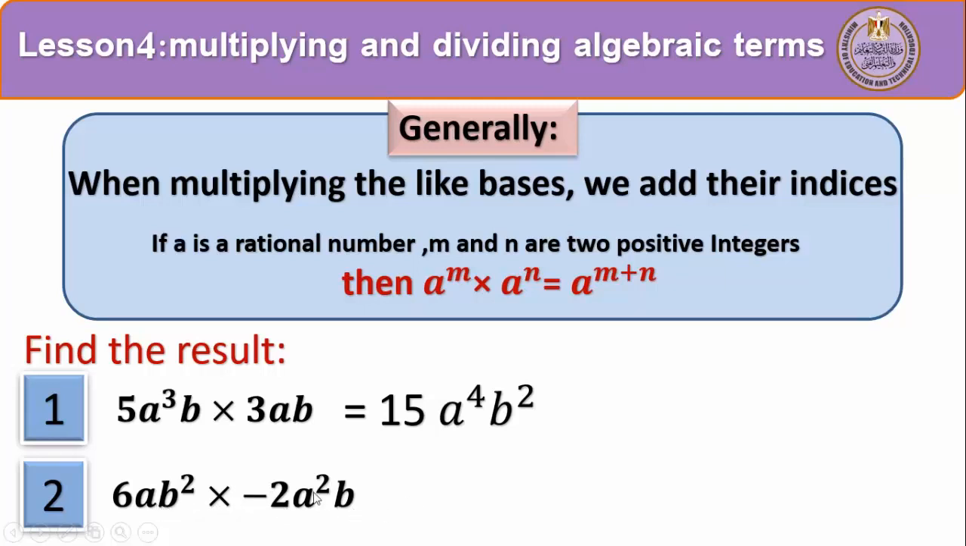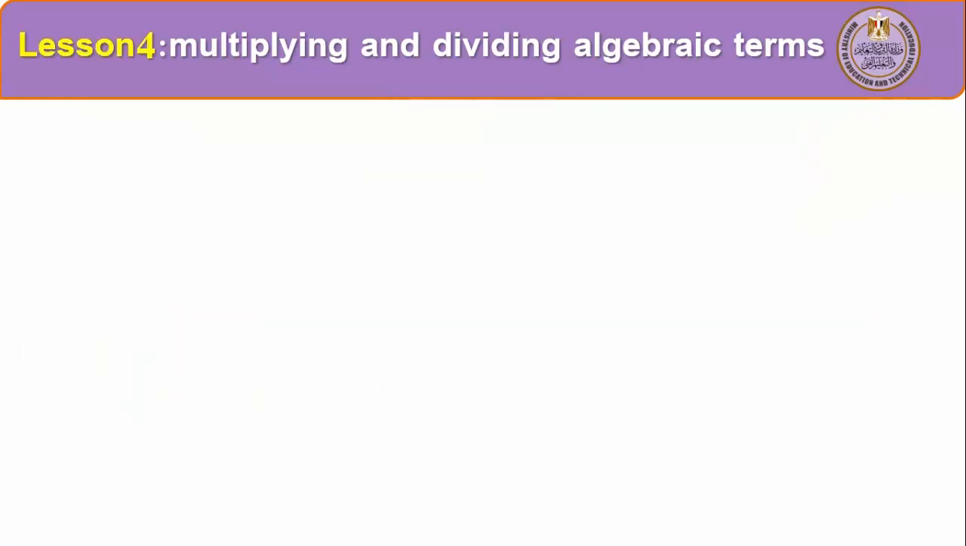What about a times a power 2? A times a power 2 equals a power 3. What about p power 2 times p? Here we have like bases, and p means p power 1. So when we multiply p power 2 by p power 1, we get p power 3. So the product is negative 12, a power 3, p power 3.